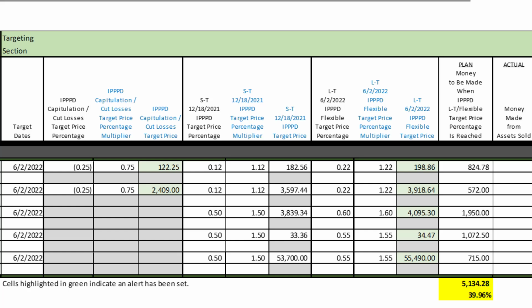The last subsection in the targeting section has columns showing the money we plan to make versus the money we actually make. These columns are realistically based on the amount of money ventured, the principal. This cuts down on being happy with price appreciation when the ultimate goal is money appreciation. Multiplying principal times the long-term flexible target price percentages, $3,749 invested in NVIDIA, appreciating 22%, would result in a gain of $824.